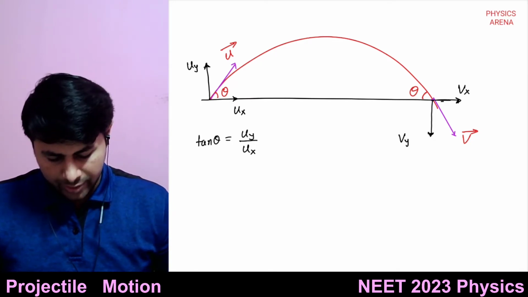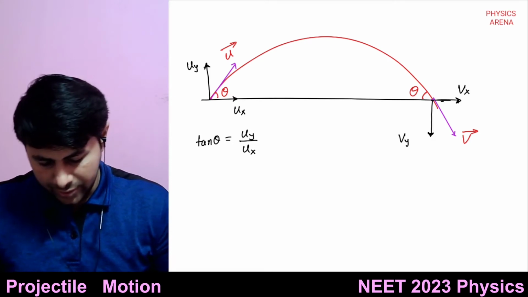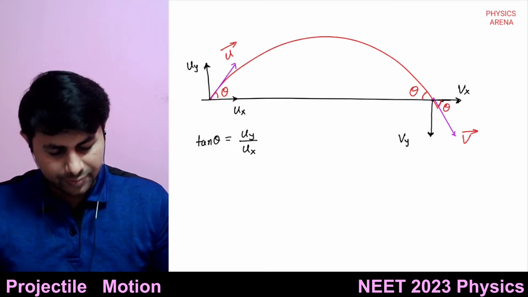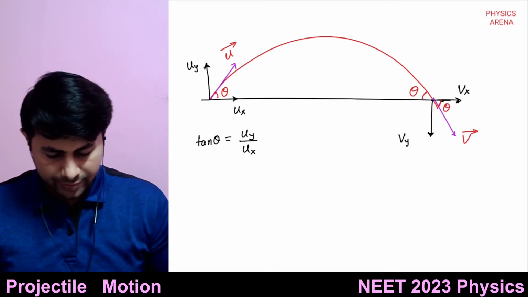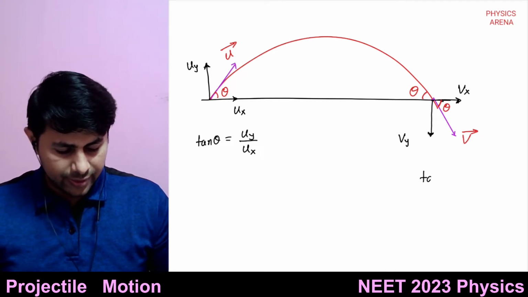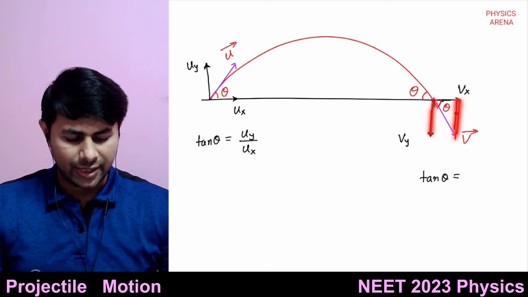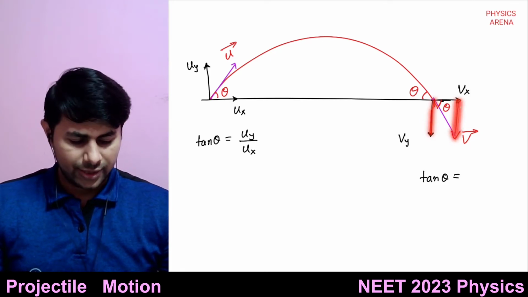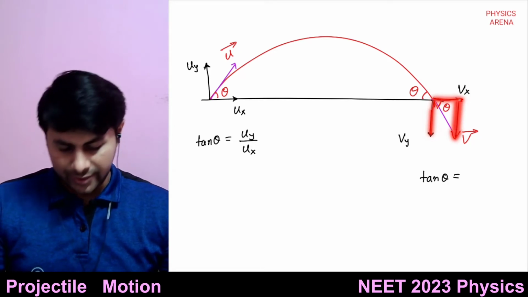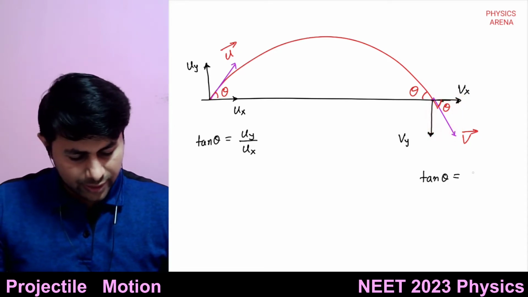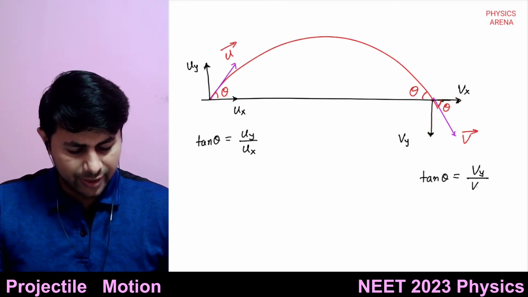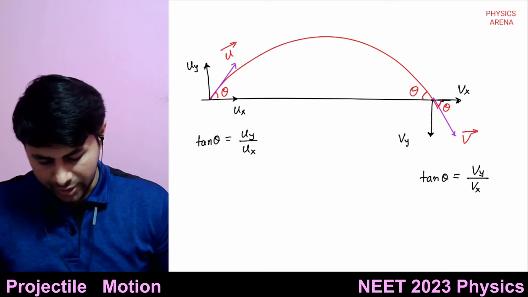So again now you can write tan of this angle. How much would be tan of this angle? Tell me. If I draw this Vy over here, it is opposite side Vy divided by adjacent side Vx. So it is Vy divided by Vx. Got this?